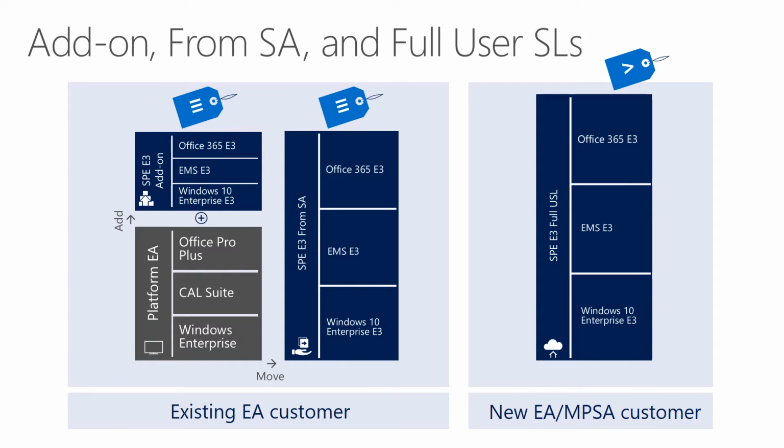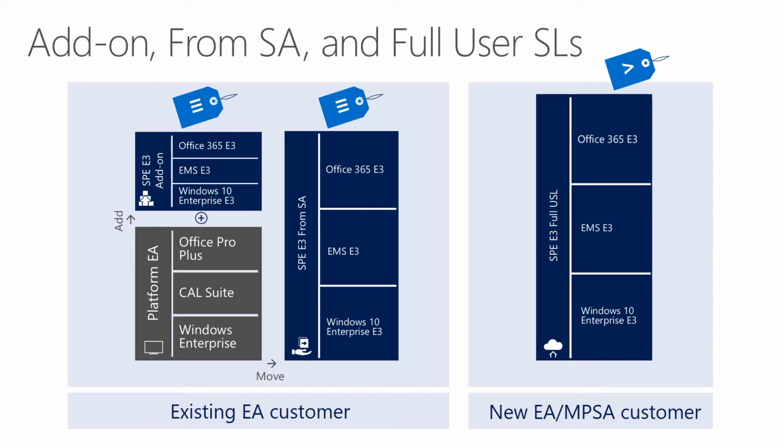It's time now to look at the licenses that are available for SPE. So far, we know that it's licensed with a user subscription license, sometimes called USLs, but actually there are 3 different types of USLs, which are the right choice for a customer in different situations. My diagram actually shows SPE E3, but in fact everything we'll talk about applies to SPE E5 as well.